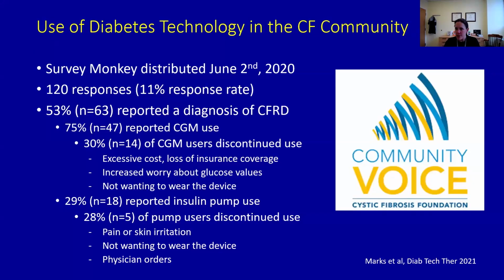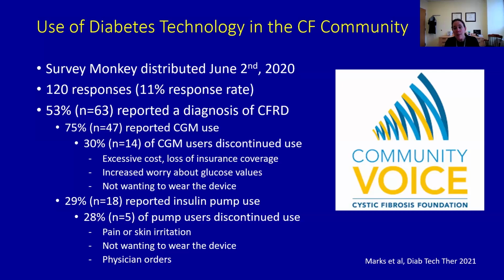So what do we know about the use of diabetes technology in the CF community? The answer is not much, but this was a study that we did a few years back where we sent out a survey to the CF Community Voice program, which are people with CF or parents of children with CF. And we asked people about diabetes and about technology use. We found that of those people who answered the survey who had diabetes, about 75% of them reported using CGM, which is actually a lot.